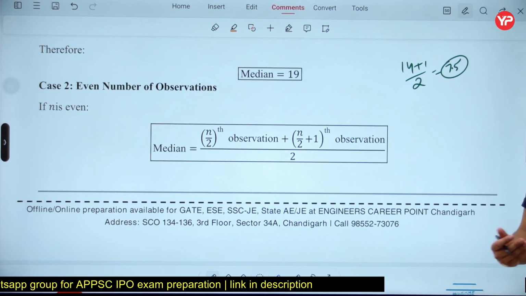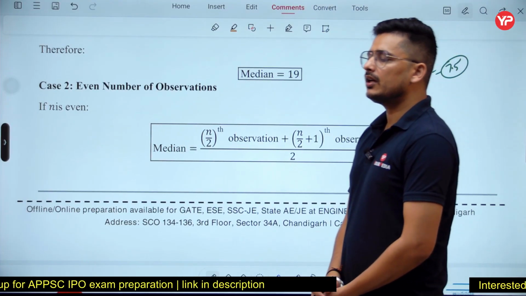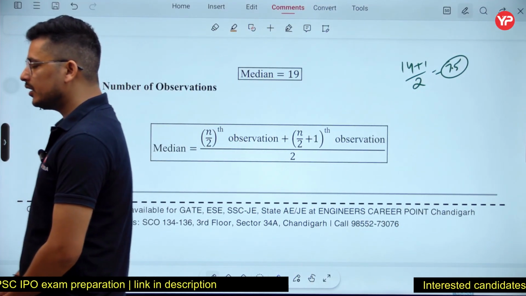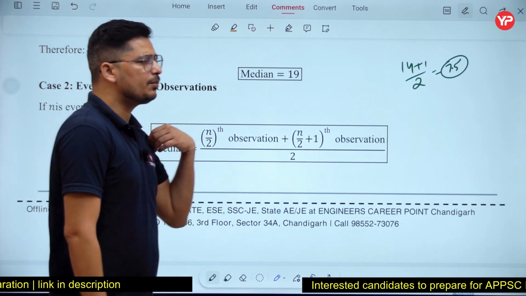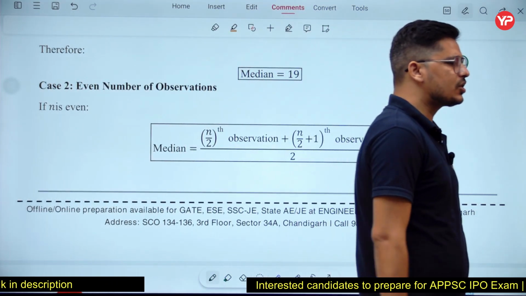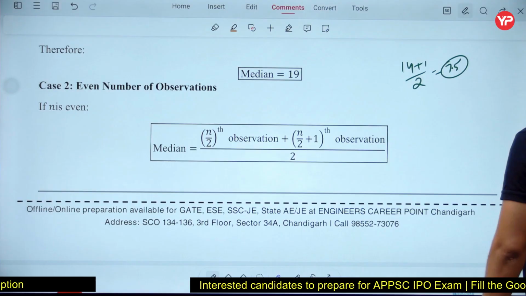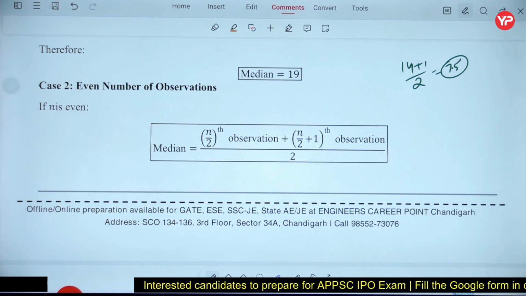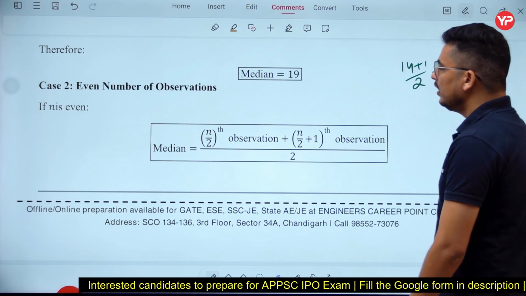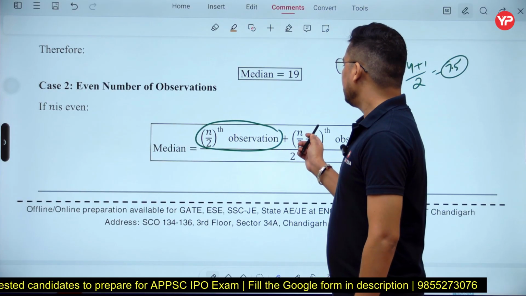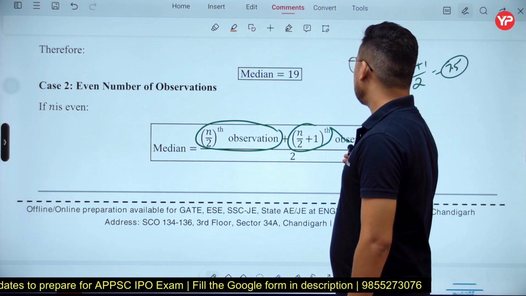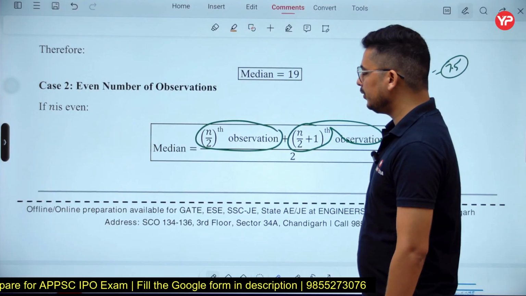It means that it is not a position, because every time we find the median, we have to find the position of that median. Now we are observing that 7.5 is not a particular position inside the given data. If you have an even number of observations, then the median will be the n by 2 observation and the n by 2 plus 1th observation divided by 2.